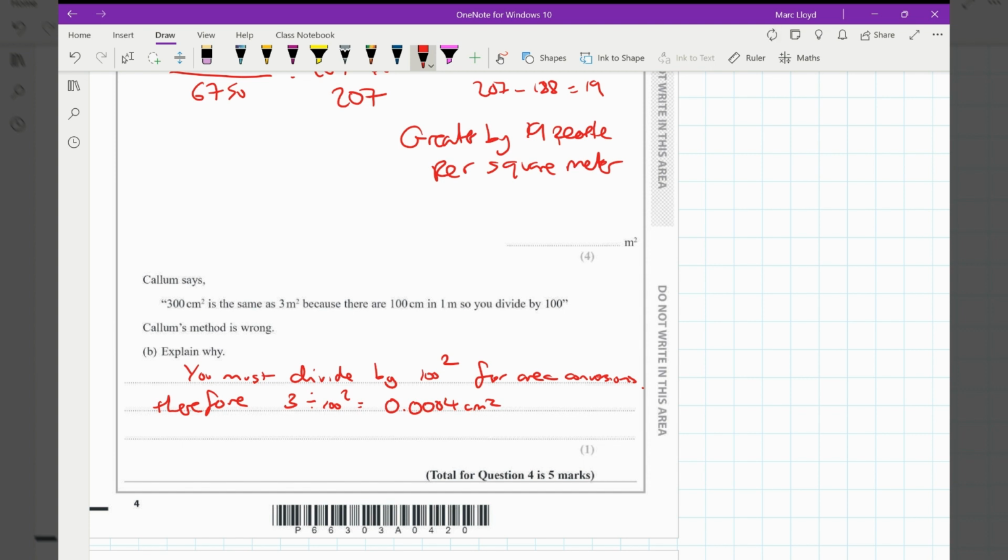It's the wrong way around. So you divide by 100, what is he saying? So 300 centimetres squared divided by the 100 squared. That's what he's saying. 300 divided by 100 squared, 0.03. Fantastic. And there we go.